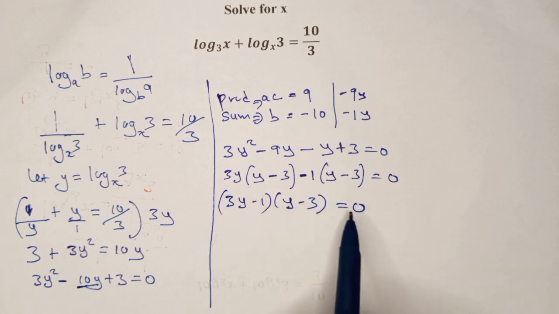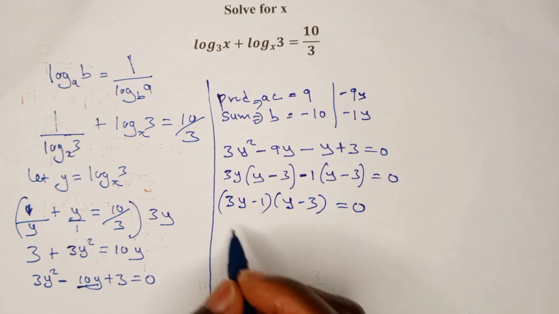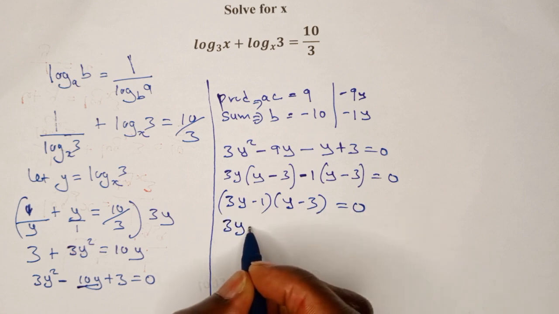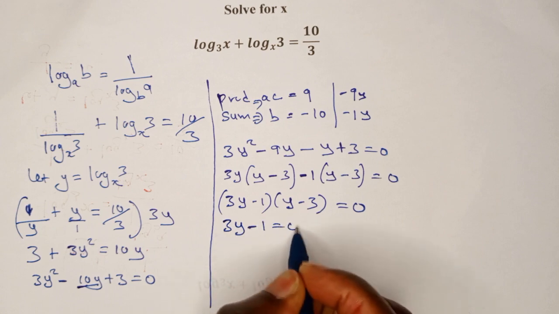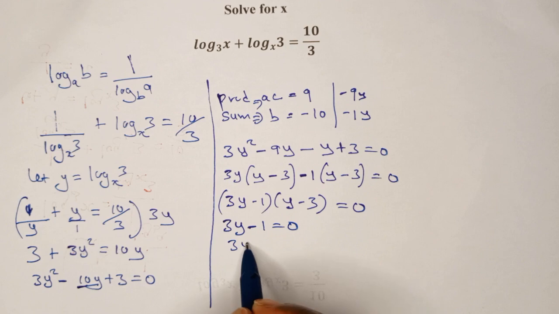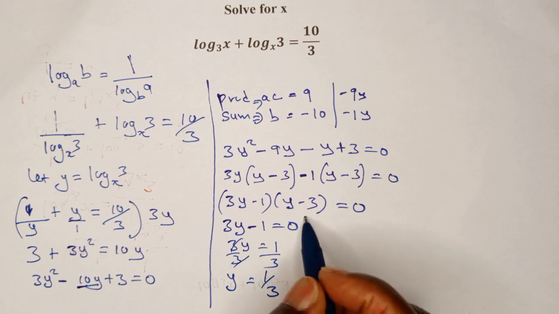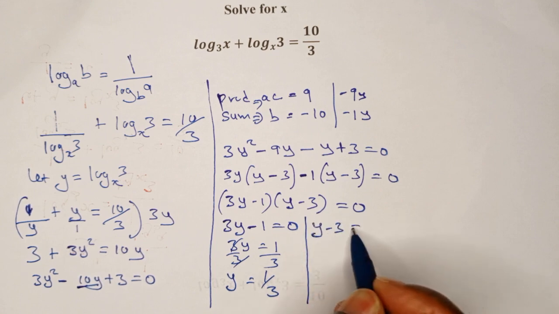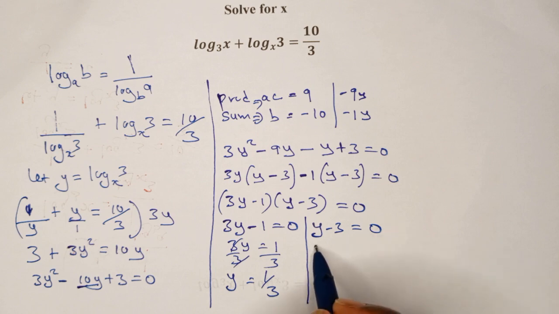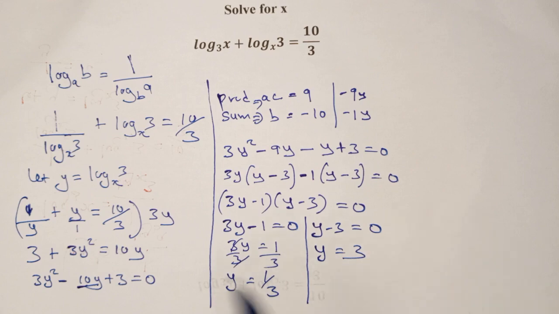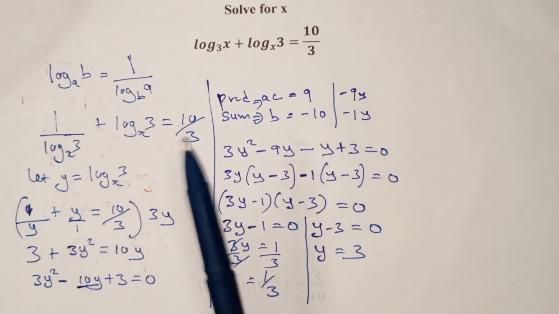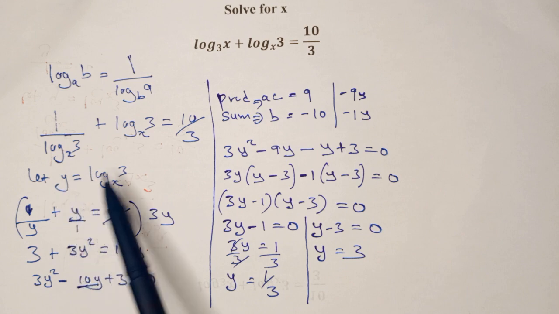It means this factor is equal to 0 or this factor is equal to 0. So we're going to have 3y minus 1 is equal to 0, meaning 3y will be equal to 1. Divide by 3, divide by 3, so y is 1 over 3. Or y minus 3 is equal to 0. If you take 3 the other side, you're going to have y is equal to 3. So y is equal to 1 over 3 or y is equal to 3. The question was not finding y, but finding x. We said that y is equal to log 3 to the base of x.